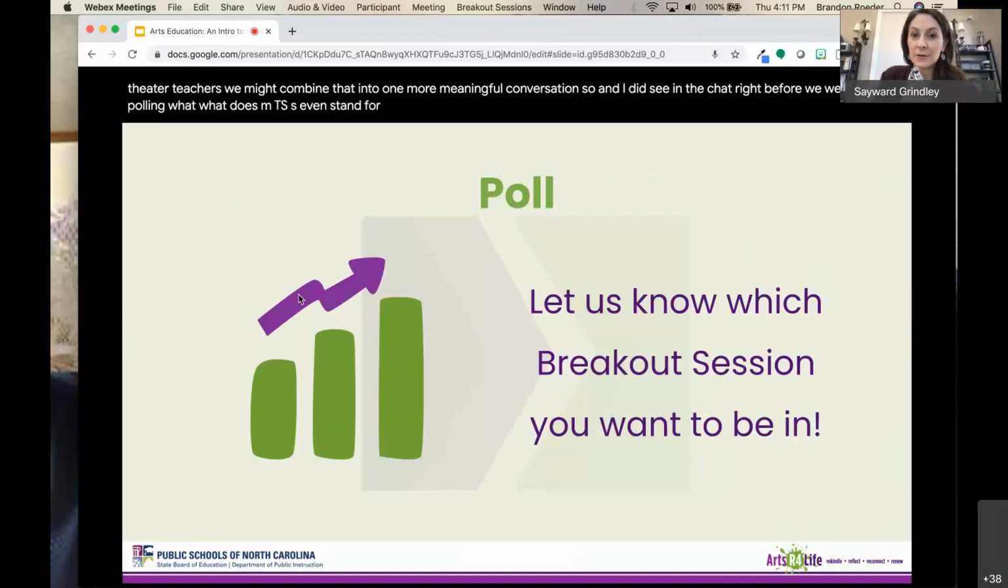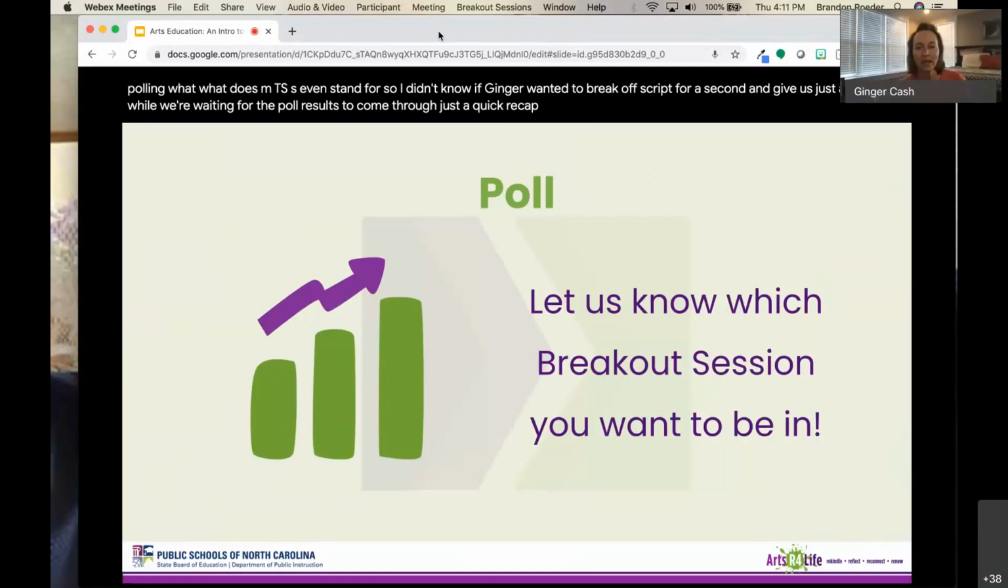So I didn't know if Ginger wanted to break off script for a second and give us just a quick recap while we're waiting for the poll results to come through. Sure. MTSS stands for a multi-tiered system of support. North Carolina adopted that as we think about providing services for all students, and it's focused on maximizing the growth for all students using research-based academic and behavioral practices, including social emotional learning.